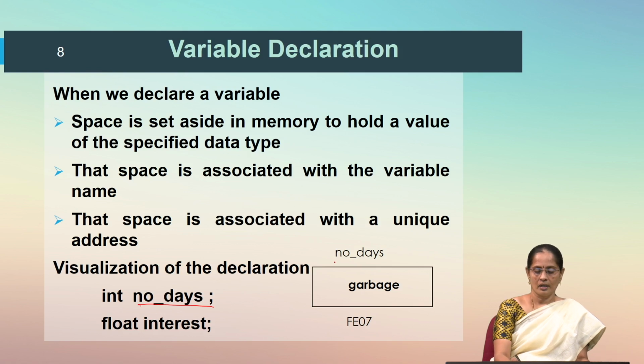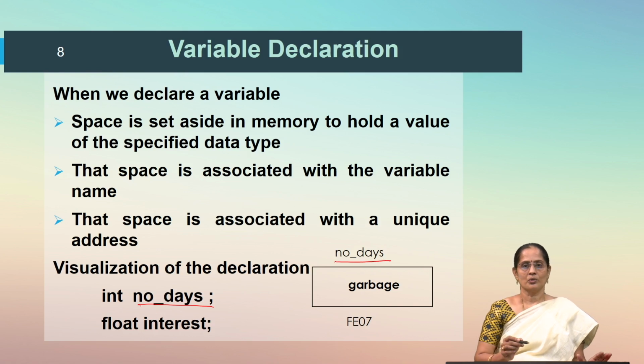Say for instance, no_days is a variable which is allocated a specific address, but no value has been assigned to it. Hence it stores some garbage value in that particular location. Generally, in any program we write in C, on compilation the program generates a symbol table. The symbol table has the mapping between the variable name and its unique address.